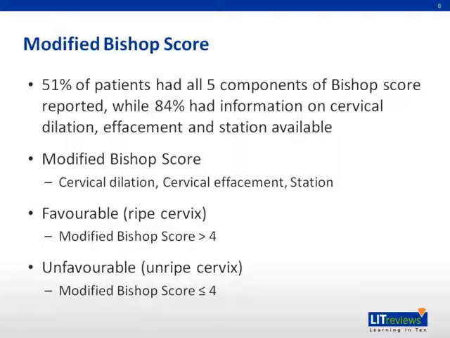The current study uses modified Bishop score, which includes cervical dilation, cervical effacement, and station. A favorable or ripe cervix is defined as a modified Bishop score greater than 4. Unfavorable or unripe cervix is defined as modified Bishop score less than or equal to 4. 51% of the patients had all 5 components of Bishop score reported, while 84% had information on cervical dilation, effacement, and station. And that's why the modified Bishop score was used.